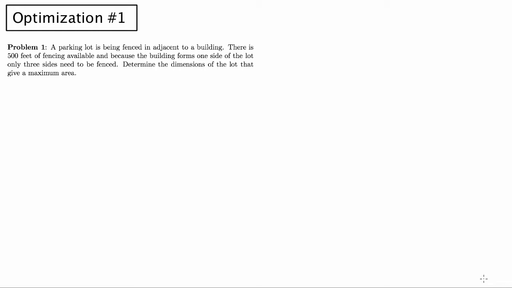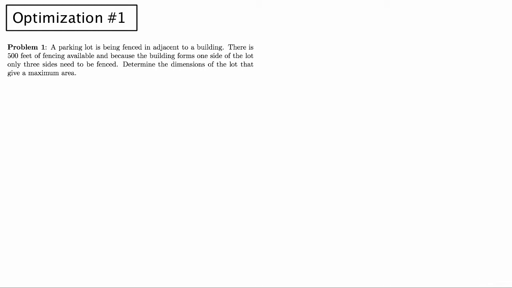So let's suppose we're trying to build a parking lot, and we're going to fence it in adjacent to a building that's already existing. Suppose we have 500 feet of fencing available, and because the building is one side of the parking lot, we're only going to need to fence in the other three sides. So I want to determine the dimensions of the lot that give a maximum area.